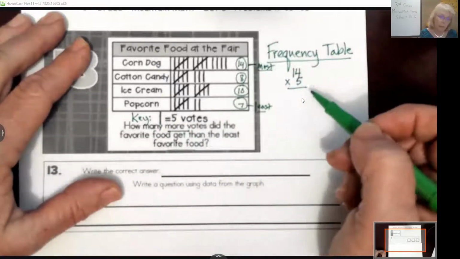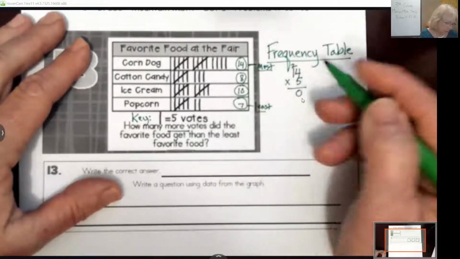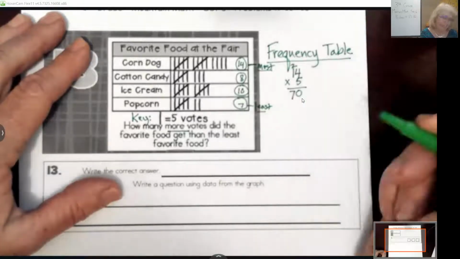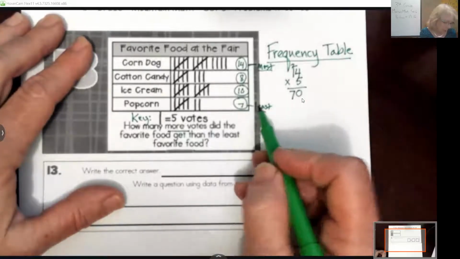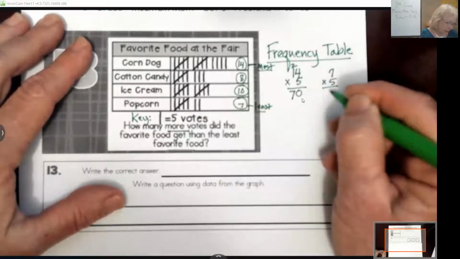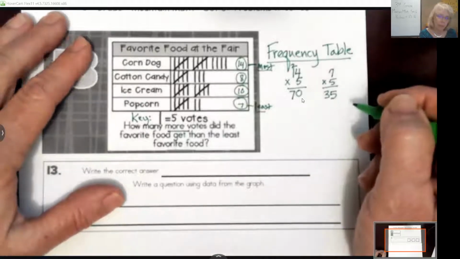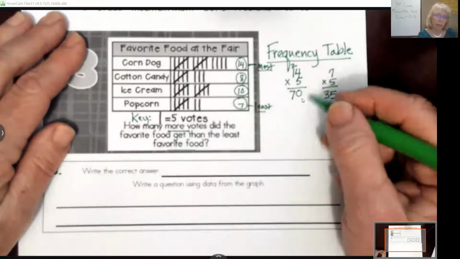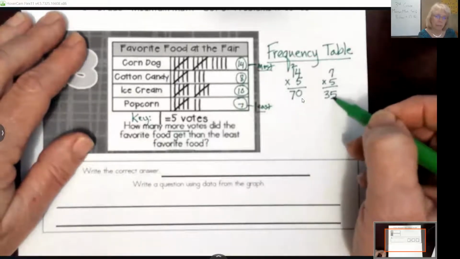So we go ahead and do this math. 5 times 4 is 20. Carry the 2. 5 times 1 is 5, 6, 7, 70. Now we need to do it again for the 7. So we have 7 times 5, and that's one of our basic facts, which is 35. So now we can compare: how many more votes is 70 than 35.